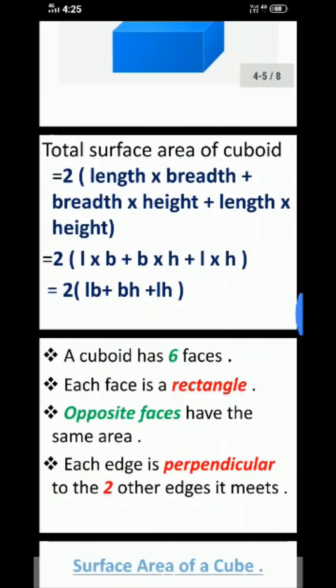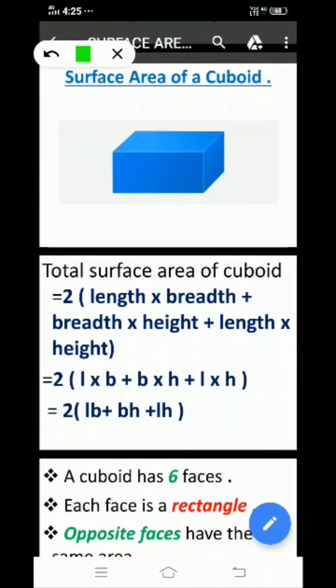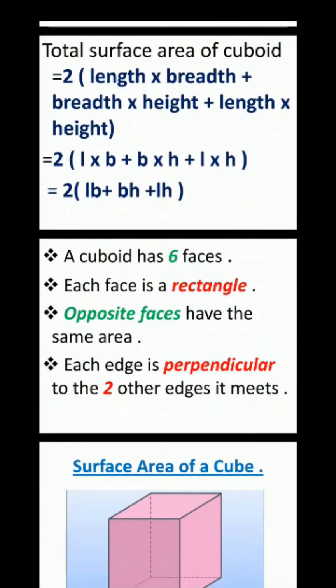Okay, next one is each edge is perpendicular to the two other edges that meet it. Edges means where two faces meet each other. Where two faces meet each other, that is called an edge. This one edge and this one edge and this one edge, these edges are perpendicular to each other. Each edge is perpendicular to the two other edges that meet it.